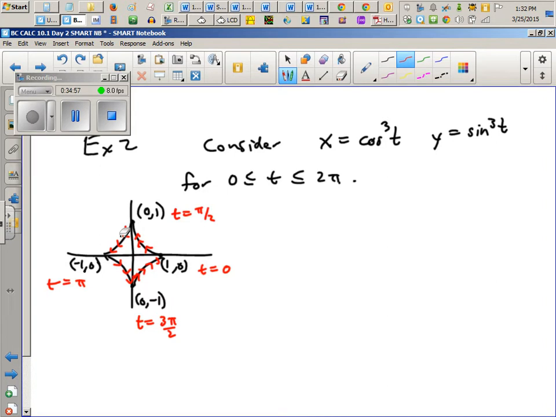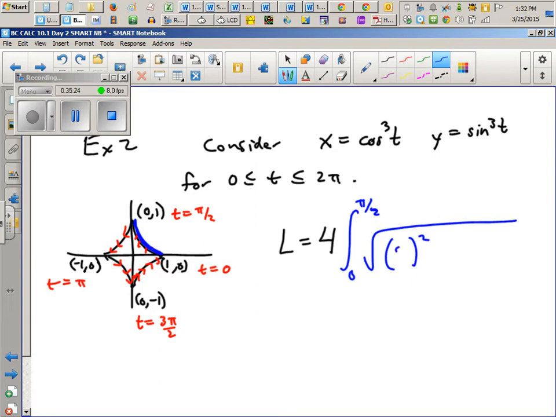And so what I'm going to do now is set up my formula. The length of this curve is going to be 4 times the length just from quadrant 1. Why do 4 integrals if you can just do 1? And we certainly don't want to integrate through a cusp. So let's just go 0 to pi over 2, and then we'll multiply that by 4. That'll give us the total length. The formula is a little ugly. It's the integral of the square root of (dx/dt) squared plus (dy/dt) squared, dt.